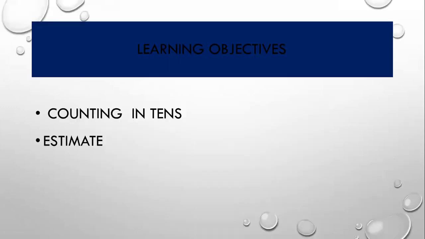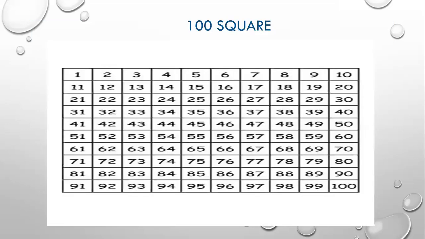So in this lesson, we are going to learn about counting in tens and doing estimation, okay? In yesterday's class, we have also done the counting in tens, but you can say that they are interconnected or they are related to each other. So here is 100 square. Why are we repeating 100 square again and again? So that those boys who have forgotten, or for their revision, we are going to revise the 100 squares.